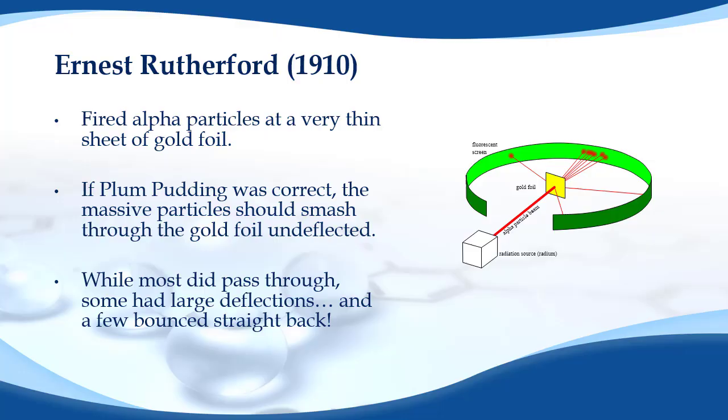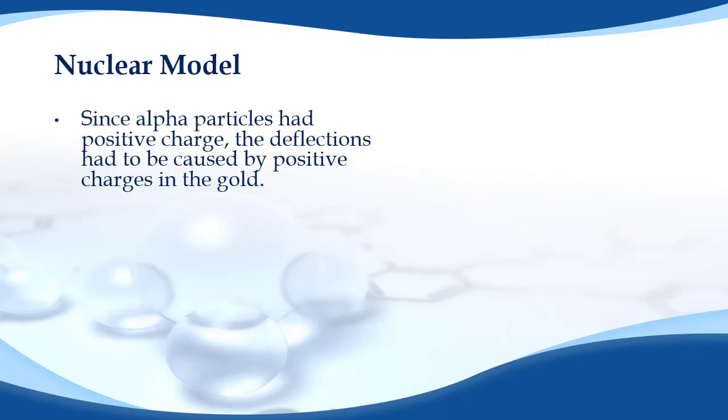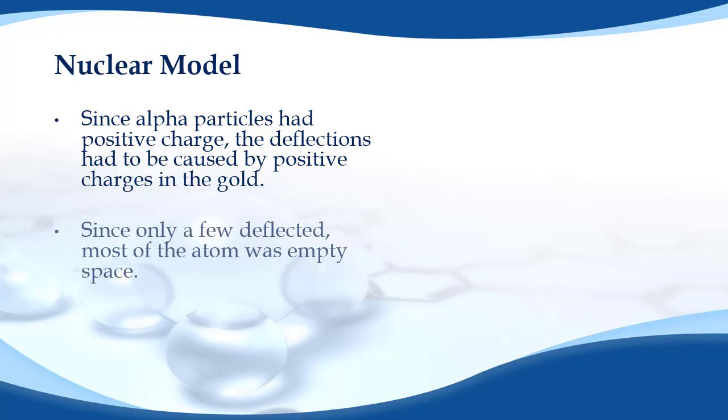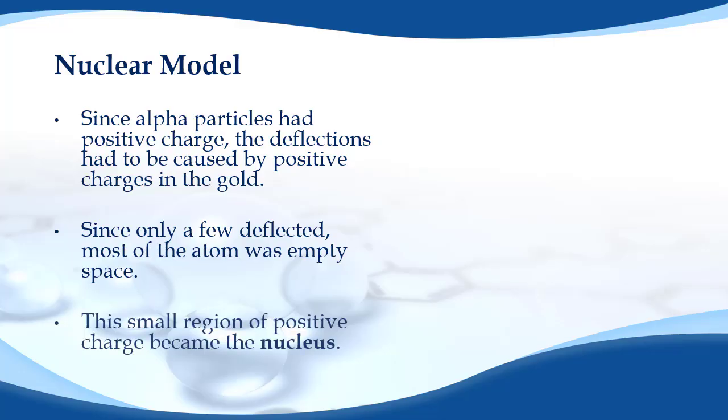So we'll get to our model here. This is what's called the nuclear model. Alpha particles have a positive charge. So the things that are deflecting them in the gold foil also have to have a positive charge. Right? And since only a handful of them ever bounced to any major degree, what we have to assume is that that positive charge is very small. Most things pass straight through, few bounce back. So very small positively charged thing, and then a lot of region that's just empty space. And this is where we came up with the idea for the nucleus.